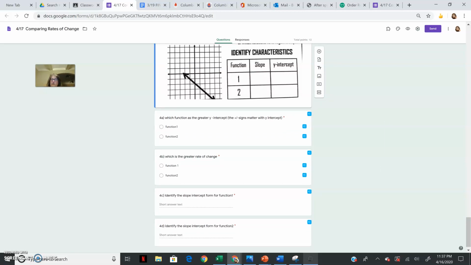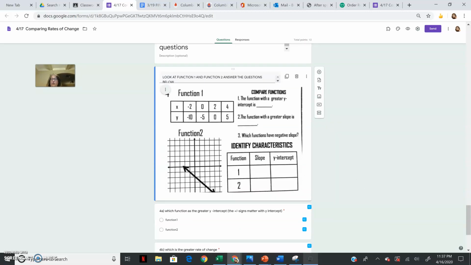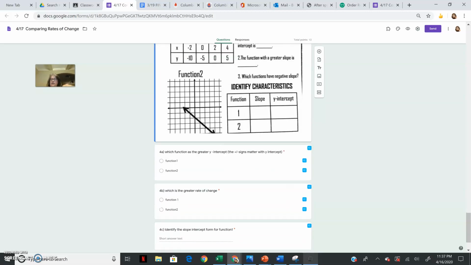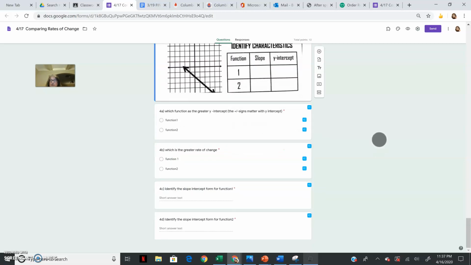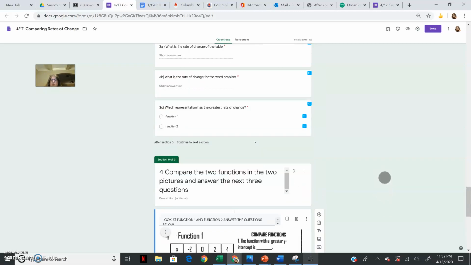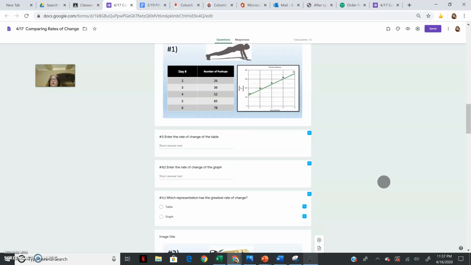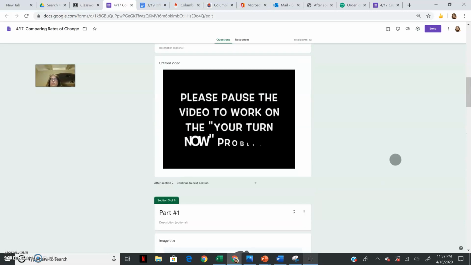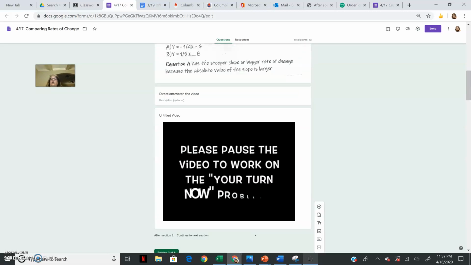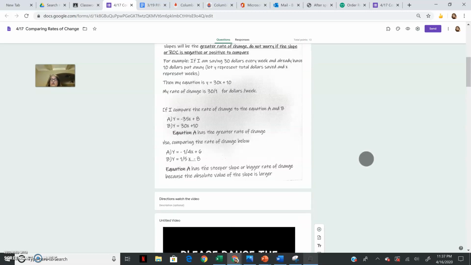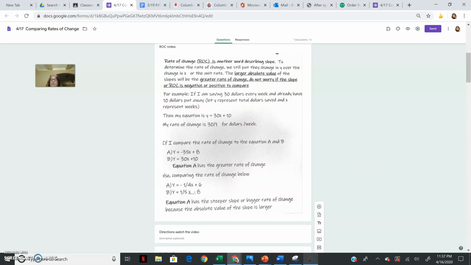So identify the slope-intercept form for both the graph and the table. Get it into y equals mx plus b. Remember, y-intercept is the value of y when x is 0, and it's where the line crosses the y-axis. So you should be able to answer those questions pretty quickly in comparing the two. It should not take you more than 30 minutes. If it does, please send me a message. I need to know that. But that's your assignment for today.